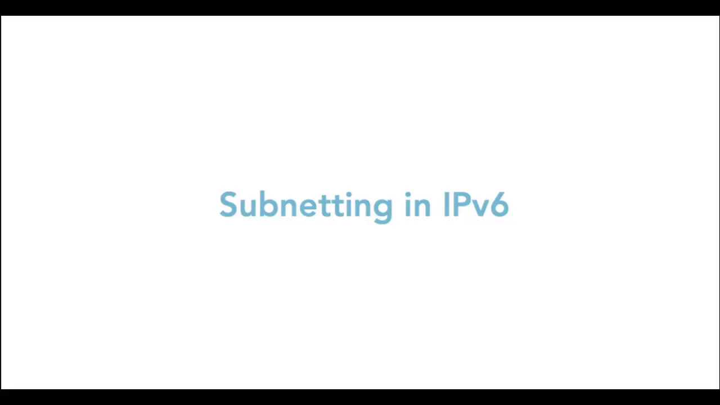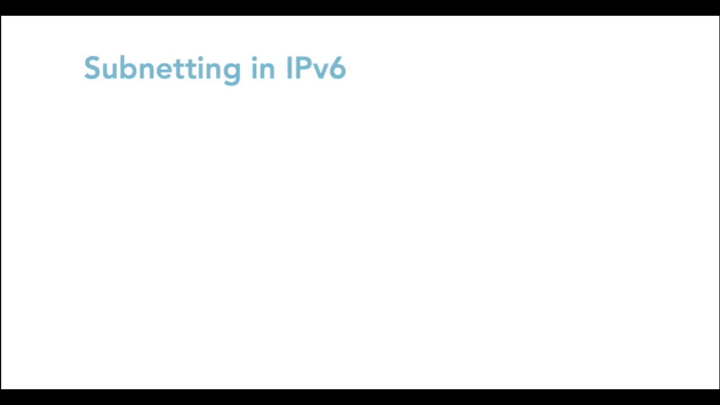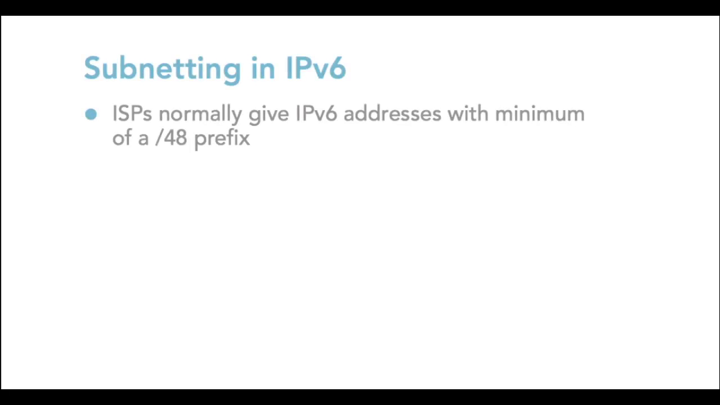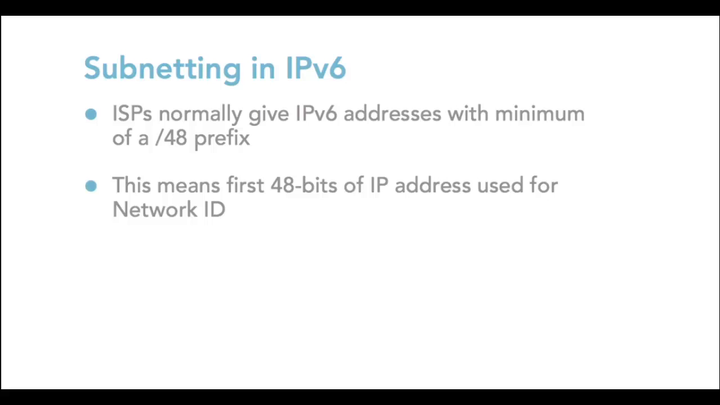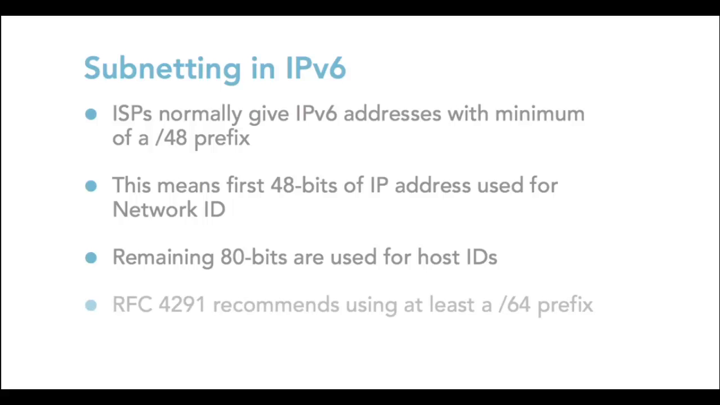Now, let's go ahead and look at how we'd go about subnetting an IPv6 address. Normally, if an ISP is going to assign an IPv6 address, they will give it a minimum of a 48-bit prefix. Basically, what that means is when an ISP gives you an IPv6 address, at a minimum, the first 48 bits of that IP address need to be used for the network ID. The remaining 80 bits can then be used for host IDs.